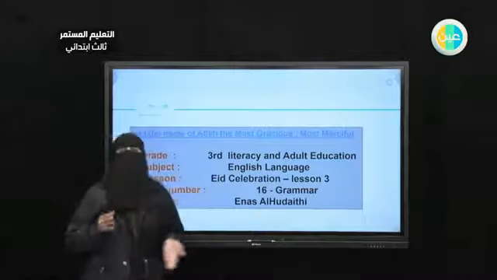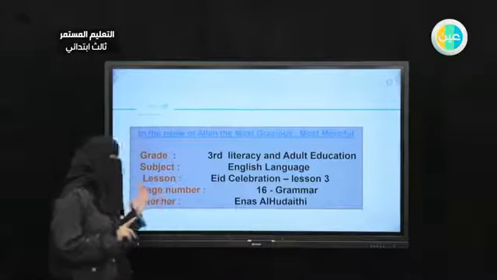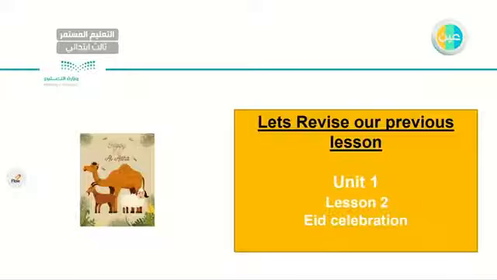Today, inshallah, we will continue taking our lesson. This is the first unit. The name of the unit is called Eid Celebration. And this is the third unit. We will try to remember some of the new words that we learned in the previous lesson. But our lesson today is grammar, so it is very important to have your books with you at page 16. Page 16, let's start, Bismillah.